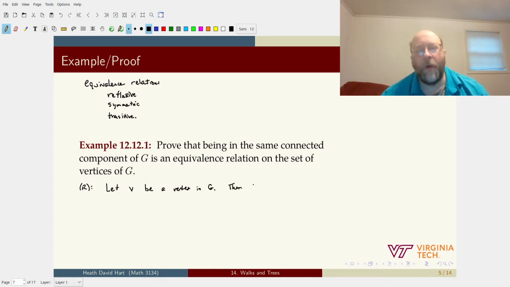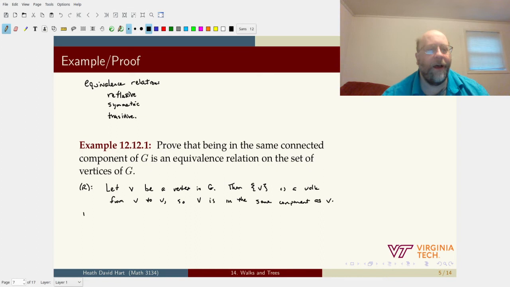Then this is almost trivial to write out. V is a walk from V to V. And so V is in the same component as V, because we could walk from V to V by just standing at V and not going anywhere.